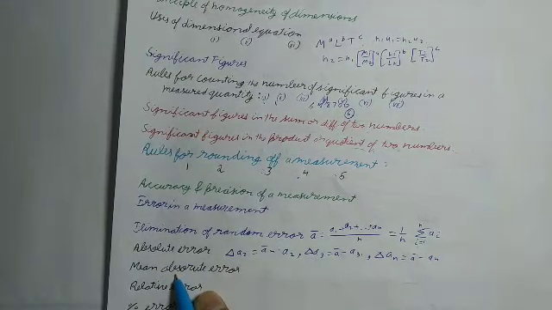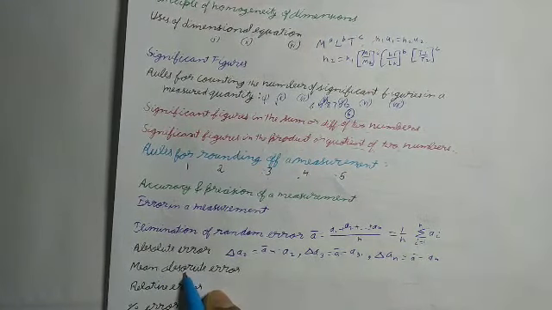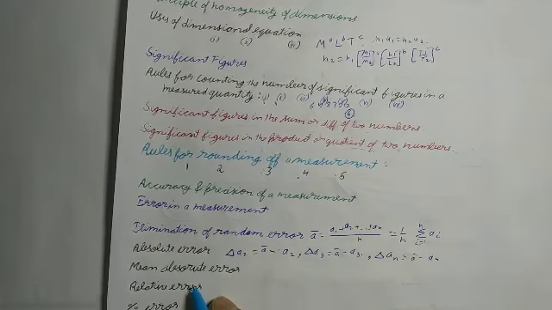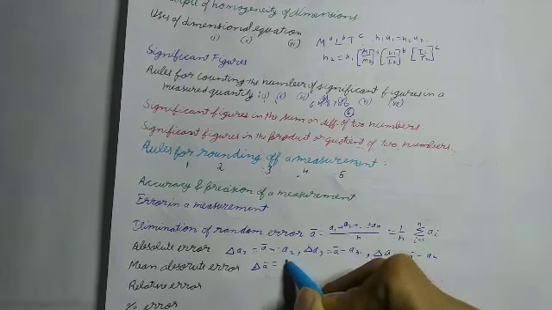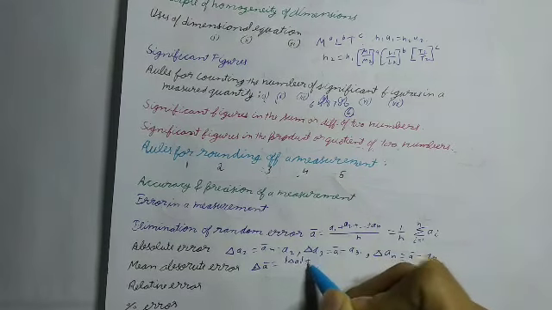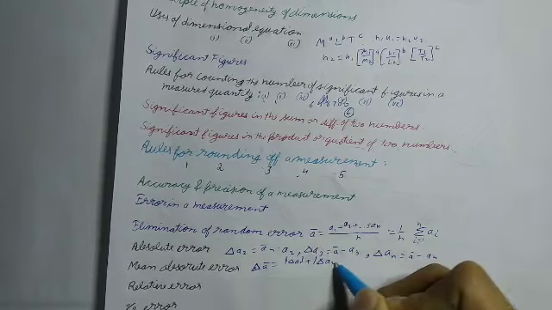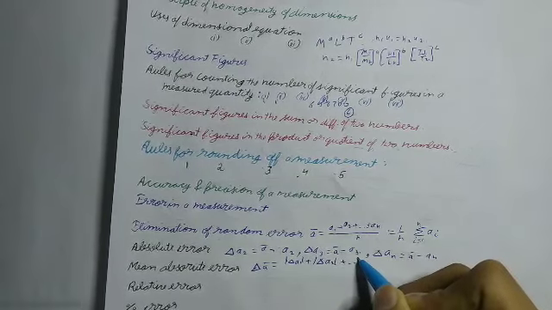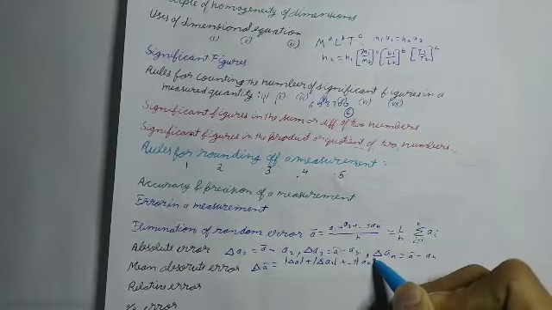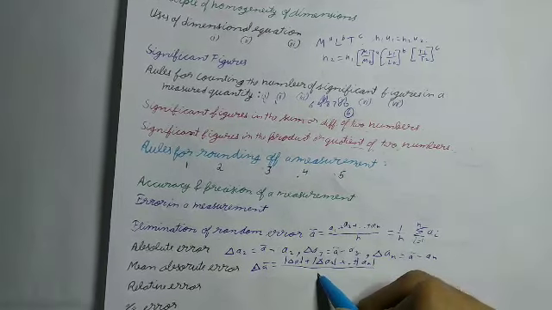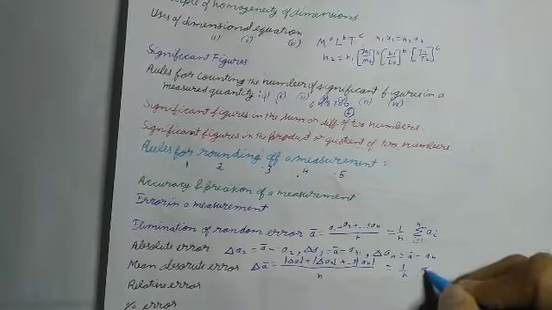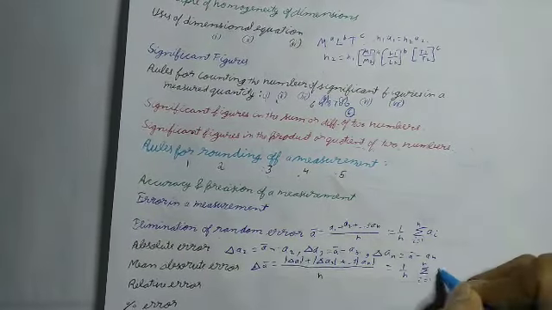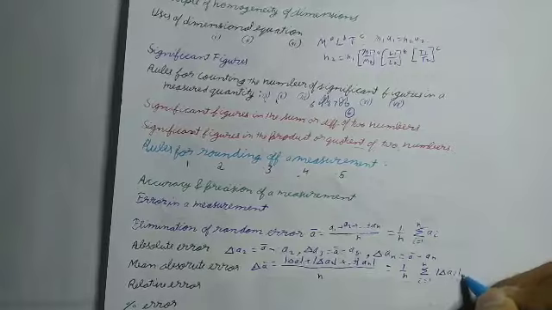Now, mean absolute error. The arithmetic mean of the positive magnitude of all the absolute errors is called mean absolute error. Delta a mean is equal to the magnitude of delta a1 plus delta a2 plus up to delta an, divided by n, which can be written as 1 upon n summation i equals 1 to n of the magnitude of delta ai.